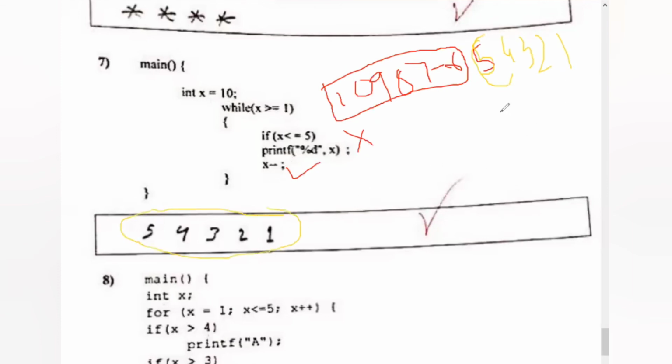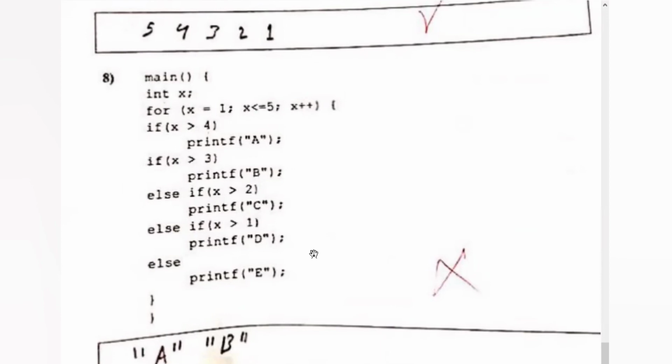But after that, when it becomes 0, 0 is not greater than or equal to 1. So we get false as a result, the loop will terminate, and this will be the result. Think about it.